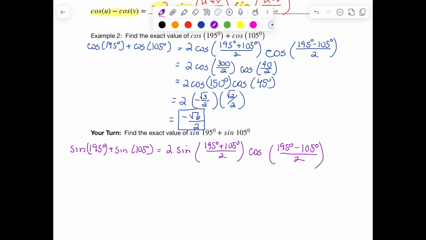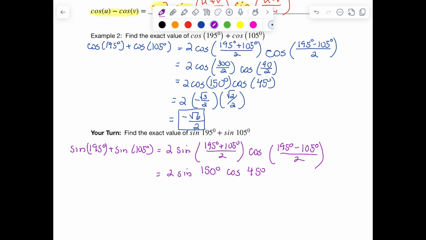All right, we already figured out that 195 plus 105 is 300. 300 divided by 2 we know is 150. So I'm just going to write this as 2 sine of 150 degrees. And we already figured out the subtraction in the last problem. 195 minus 105 is 90. Divided by 2 is 45.